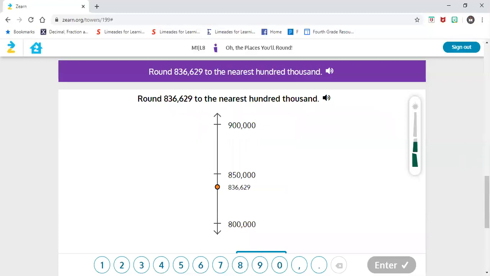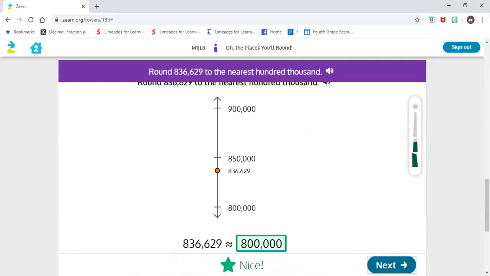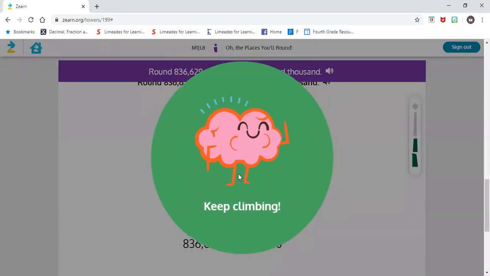Now I'm going to round. Any number that is plotted below the midpoint automatically goes with my lower endpoint on my vertical line. So that'll be 800,000. All right, let's do another one.